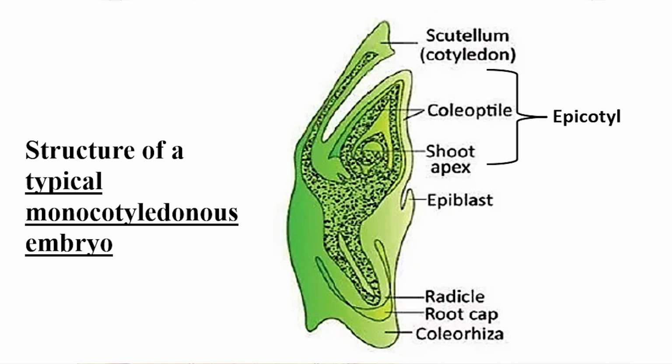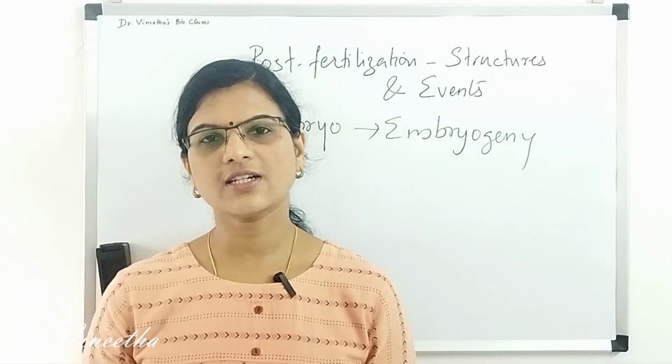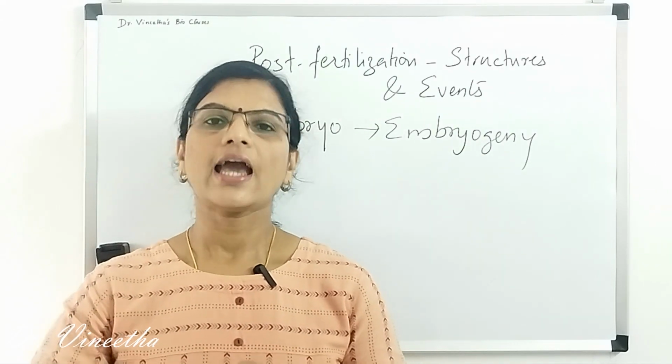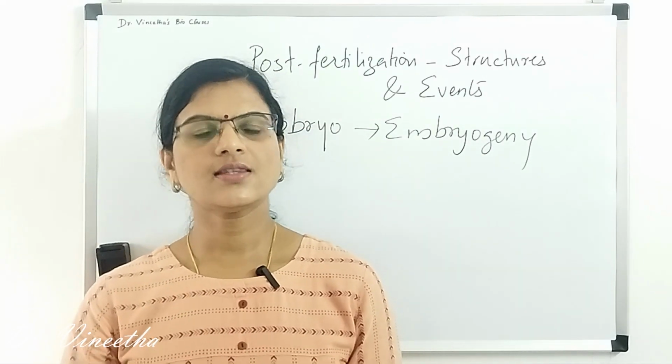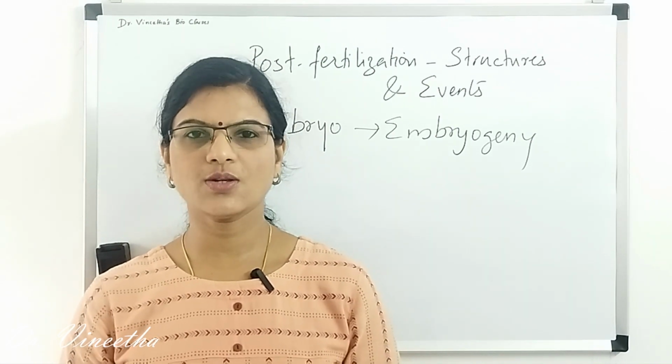So that's about the embryo. We have covered two structures in the post-fertilization events, that is the endosperm and the embryo. The third structure is the seed, which will be covered in the next video. Thank you.